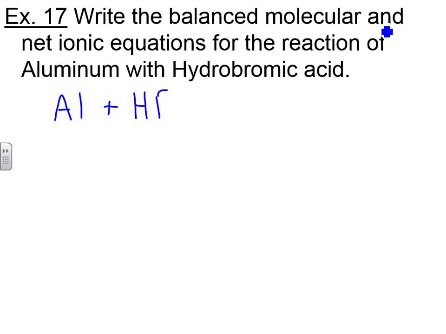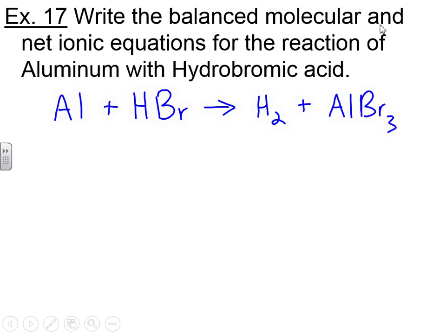This is a simple single replacement reaction. Aluminum will replace hydrogen. We'll get hydrogen being by itself, and then we'll get aluminum bromide. So this is how we've seen the reaction all along. Now remember, we put state symbols to help us write the net ionic equation. So aluminum, being elemental, is a solid. Hydrobromic acid is aqueous. All acids are aqueous. Essentially, remember, if a compound is soluble, it'll be aqueous. In this case, hydrobromic acid is one of the strong acids, so it's definitely soluble.